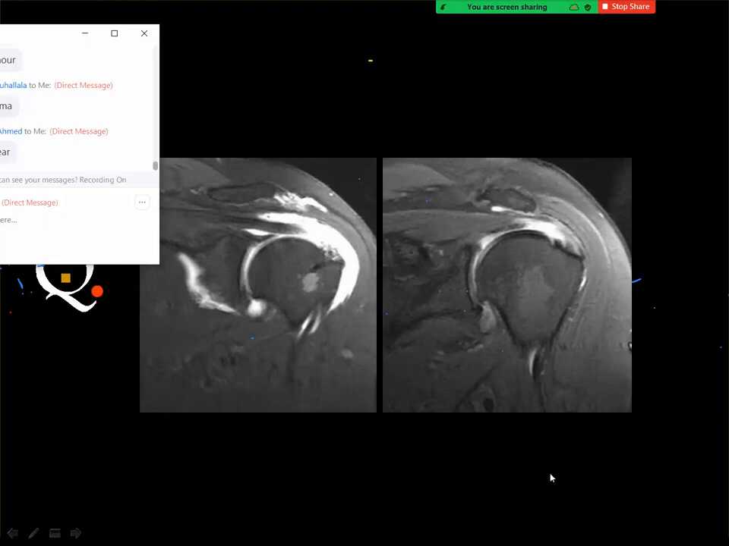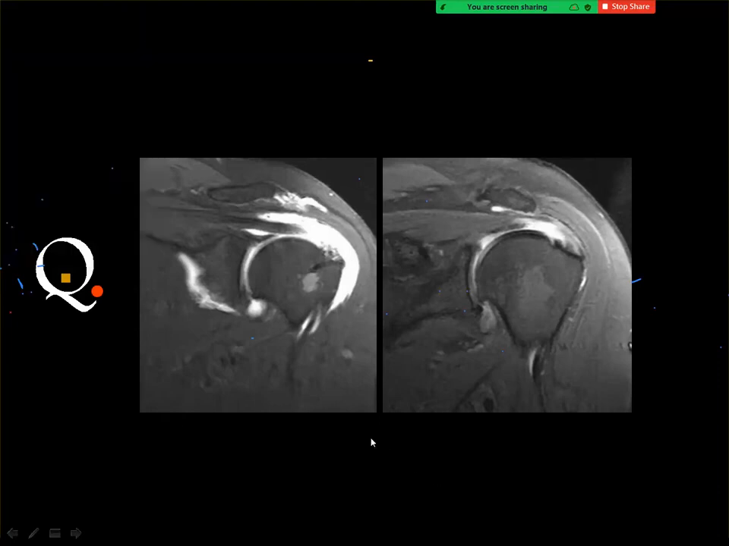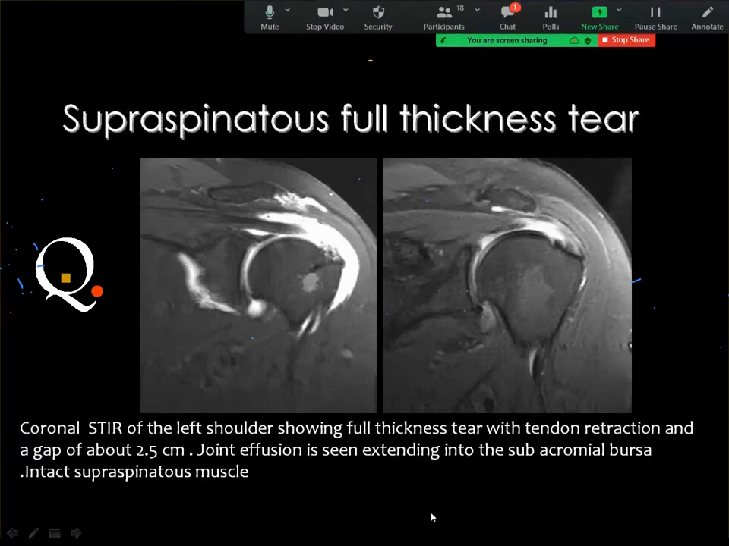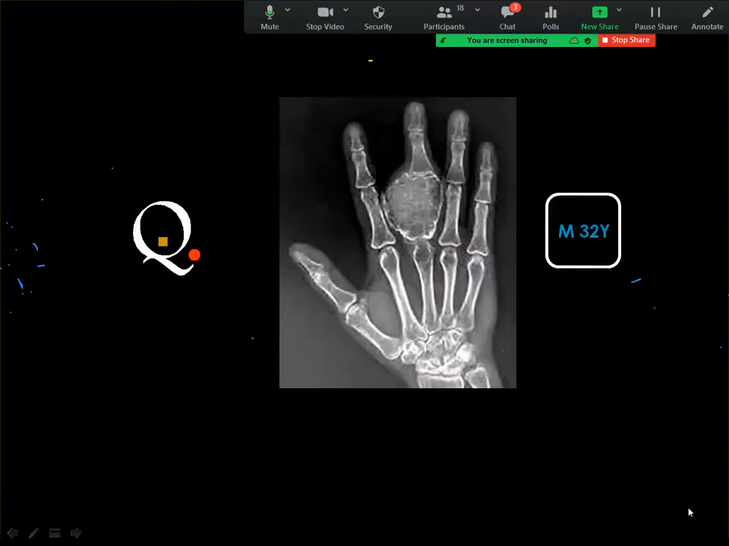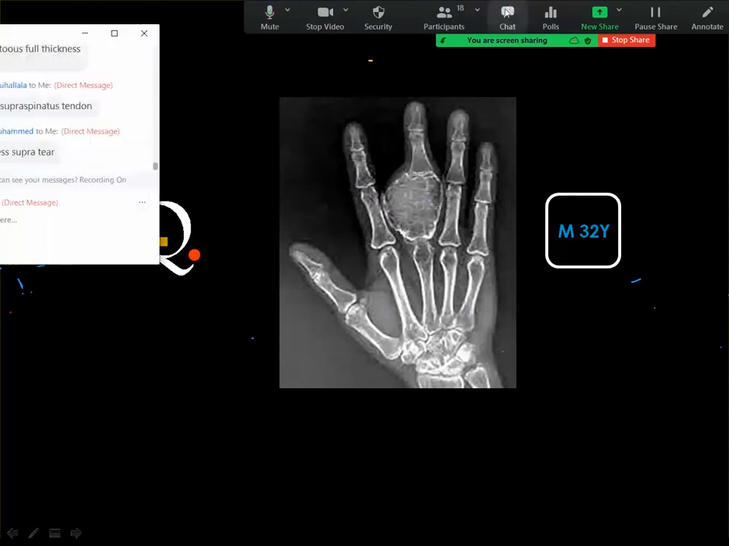Okay, supraspinatus tear, complete tear, yes, supraspinatus complete tear. And you know that for supraspinatus tear, you should mention the distance between the cut edges of the tendon, and you should mention also the state of the muscle, if it is atrophic or not. But this muscle is not atrophic because of the absence of fat streaks within the muscle fibers itself. Then this is the hand X-ray of a male, 32 years old.